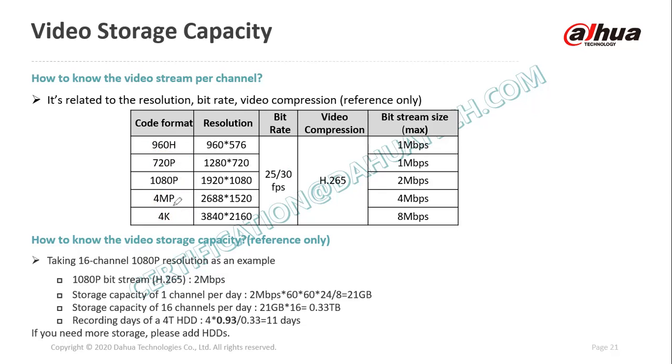So we have different versions of 4K. If you're going to have a 2 megapixel camera, the resolution is this. And the bit rate, if you're going to do 25 or 30 frames, usually it's 25 frames per second, with H.265 compression set for the camera, the stream size will be 2 Mbps. For 4K, it will be 8 Mbps. This is just a reference value.